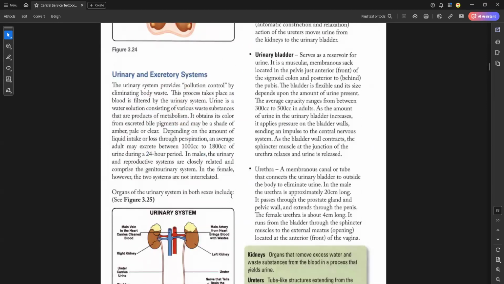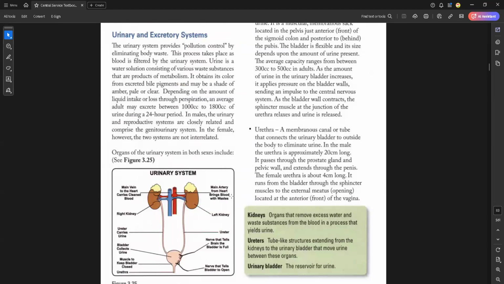Urinary and excretory. By urinary and excretory, we are talking about the removal of waste from the system. Yes, we are eating. We take breakfast, we take lunch, we take dinner. Sometimes people eat like 4 times or intermittently. The waste must come out.